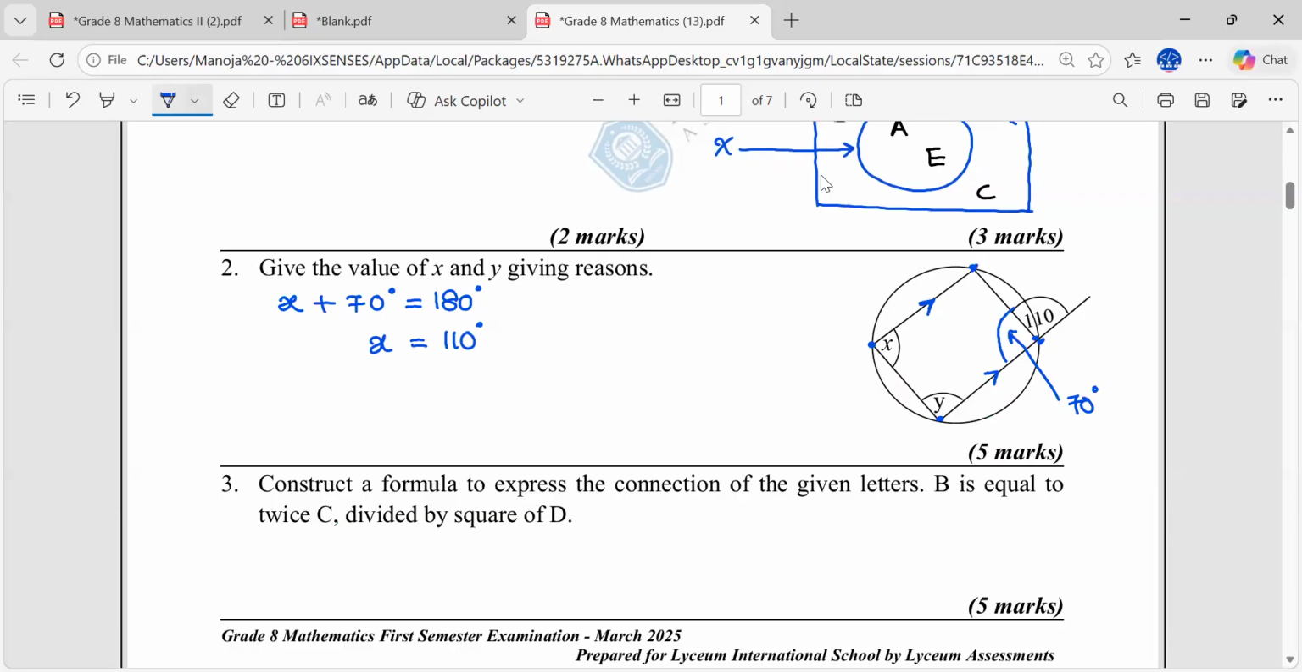Then I can find the y value. x plus y is also equal to 180. Why? You can see the parallel lines. So these are the interior angles, the C letter angles. These will add up to 180. Therefore, y will be equal to 70.